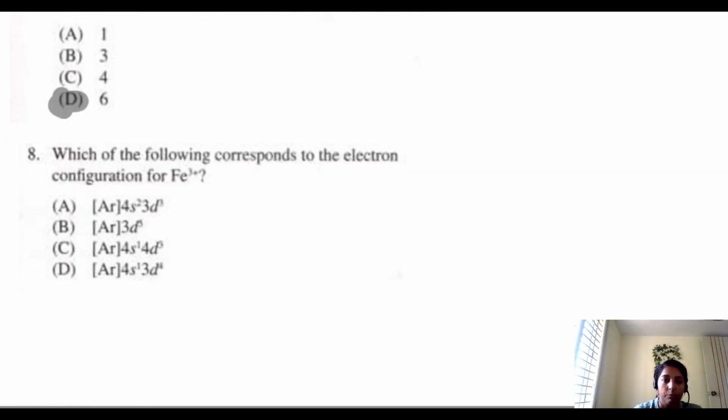Clear? Okay. And the last question from this 6 to 8, using the same data: which of the following corresponds to the electronic configuration of Fe3+? Do you remember what Fe is? It's argon, 4s2 3d6. Fe is actually 3d6. So Fe3+ means, is it 3d3?